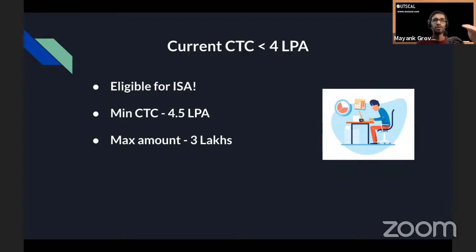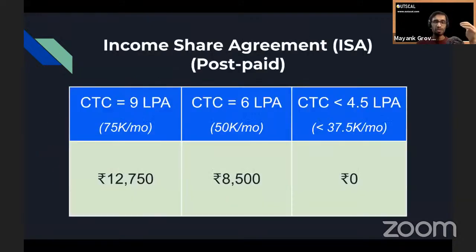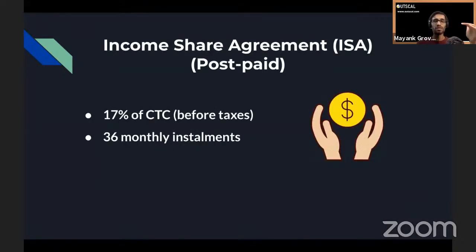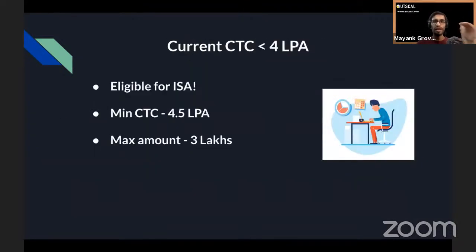So the moment you get a job offer of 4.5 lakhs, that's when your income share agreement kicks in and your EMI starts. So you start paying back as you start getting your salary. I talked about these 36 monthly installments. So you don't have to always pay 36 installments, right? If you reach a maximum amount of 3 lakhs, then your ISA stops. You don't have to pay anything more than that. Or if you reach 36 installments, but you have not yet reached 3 lakhs, then also your ISA stops.